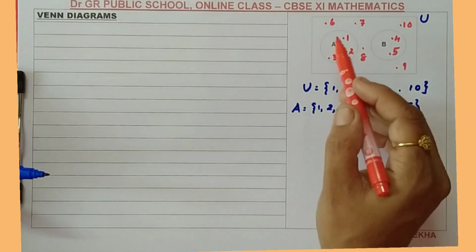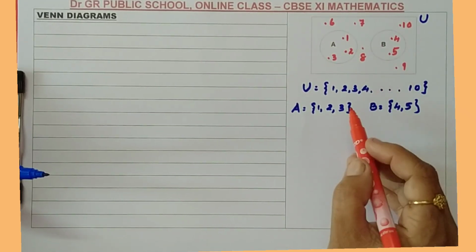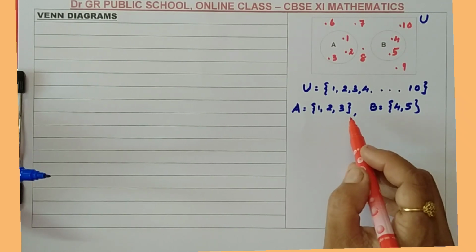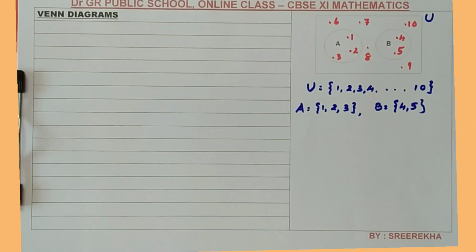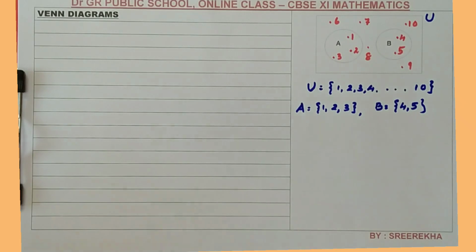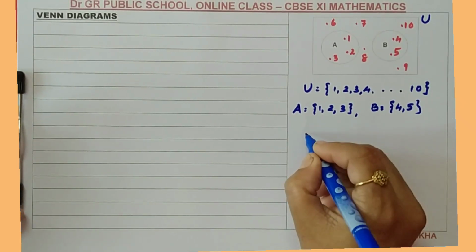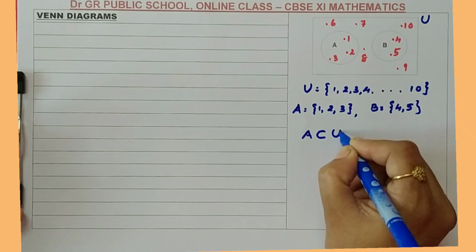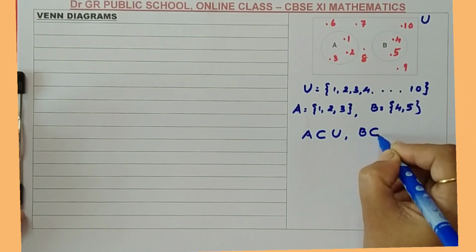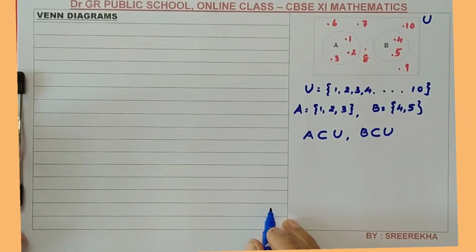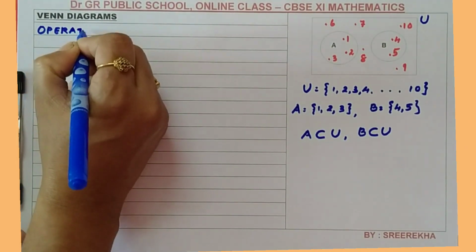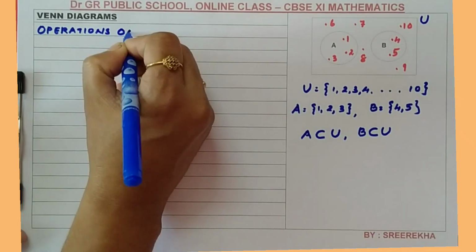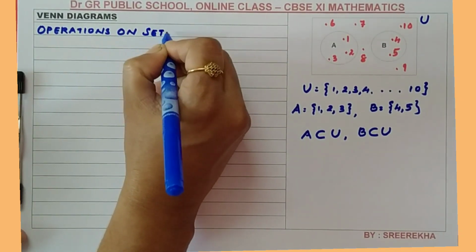In a Venn diagram, the rectangle represents the universal set and all the subsets are marked with their elements within the circles. Through an example, I will give you the idea of how we can make operations on sets. Here clearly A is a subset of the universal set and B is also a subset of the universal set. Now we are going to study operations on sets. Several operations are there.